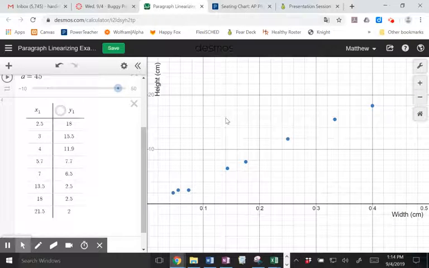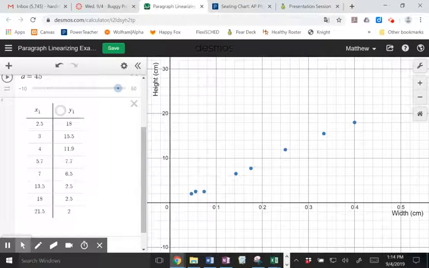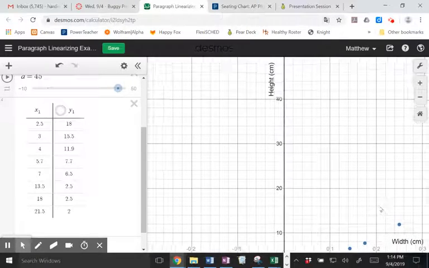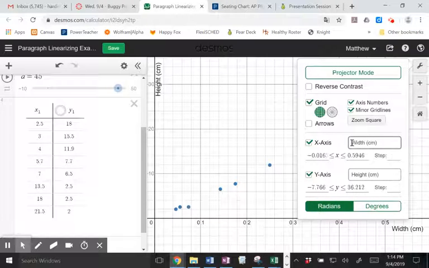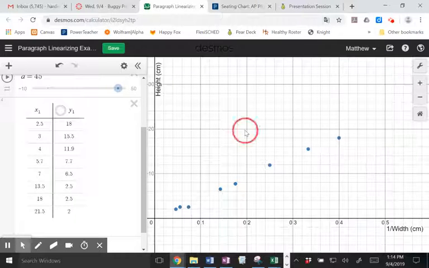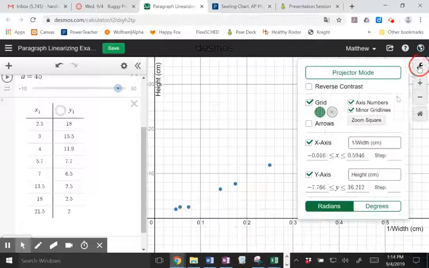Ooh, I got one other thing I need to do here. This is no longer width. Oh, what happened there, Mr. Harding? This is no longer width, so I need to retitle this axis. This is now 1 over width. Now it's labeled appropriately. Ooh, no, it's not. So the unit is now 1 over centimeters. Now I'm good.